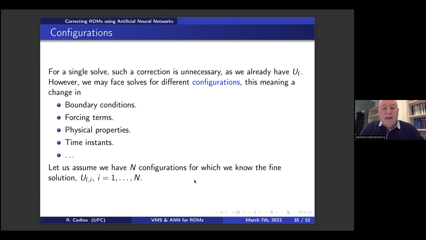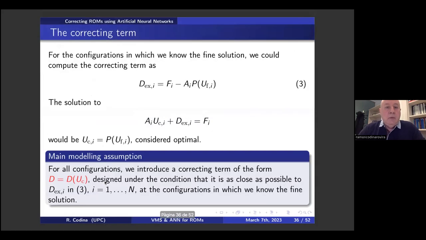So now let's assume that we have capital N configurations for which we know the fine solution, U_F^i, with i running from 1 to N. Now, for these configurations, we could also define the exact correcting term, defined here as D_i. It's nothing but F_i, the forcing term at configuration i, minus the matrix A_i, which is the matrix at the ith configuration, multiplied by the projection of the fine solution at configuration i. And therefore the solution to this corrected system would be the projection of the fine solution. This is absolutely obvious.